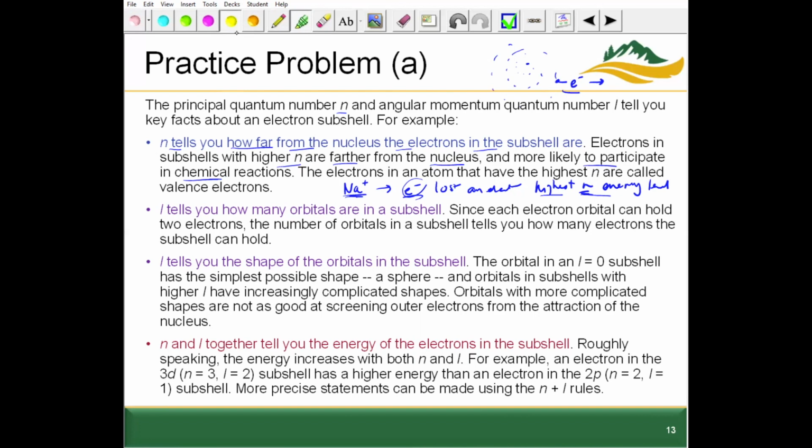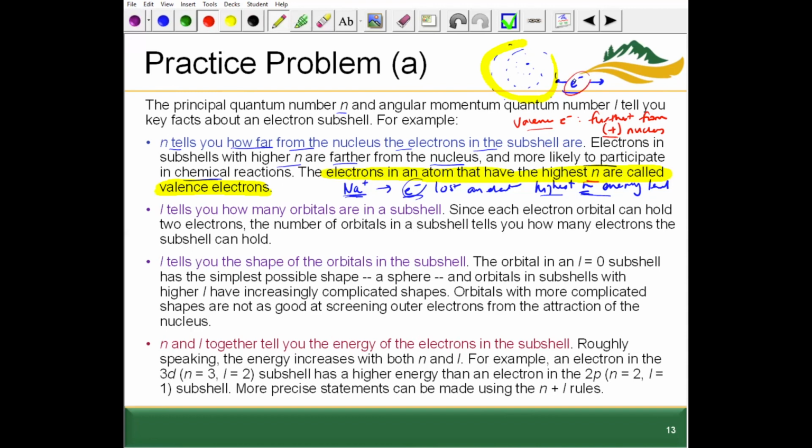Once we're starting to draw Lewis dot structures, now we're really getting into this idea of a valence electron. The electrons in an atom that have the highest n, the highest energy level, are called valence electrons. These valence electrons are the electrons in the highest n level. They are furthest from the positively charged nucleus.